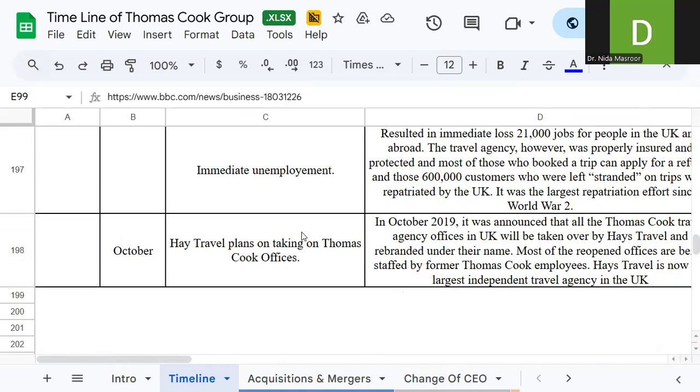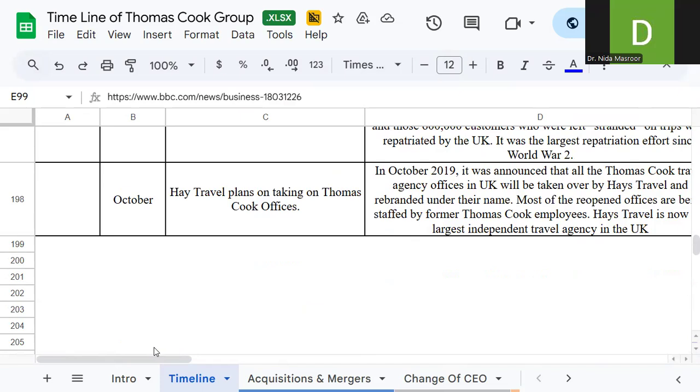So again, it's your own way of using this particular timeline in your research. It actually does wonders in aligning all those facts and figures in research or in writing a case study.